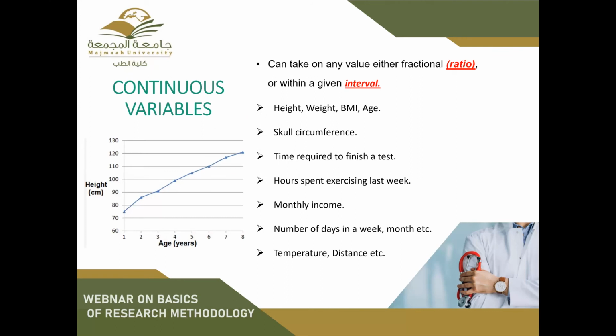On the other side, the continuous variables include each and every metric number that is possible. Height can be 165.27 centimeter, weight can be 84.75 kg, BMI can be 25.21, age can be 37.3 months, skull circumference, monthly income, number of days in a week, months, temperature, distance, hours spent during exercise. So these are all continuous variables.